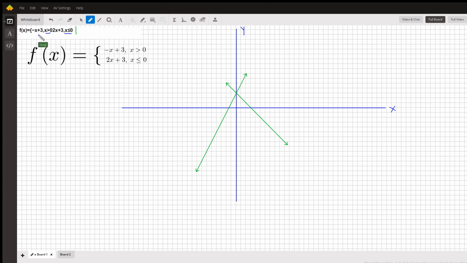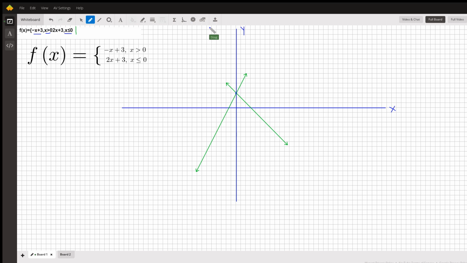And we're supposed to use different rules for each piece. So for the piece that's greater than 0, we want to use the rule the opposite of x plus 3. Well, if you consider graphing that line, it has a y-intercept of 3, which is right here, and a slope of -1, which means over 1, down 1, over 1, down 1. So there's the graph of the entire line, y equals -x plus 3. But we're only supposed to use that rule when x is greater than 0.